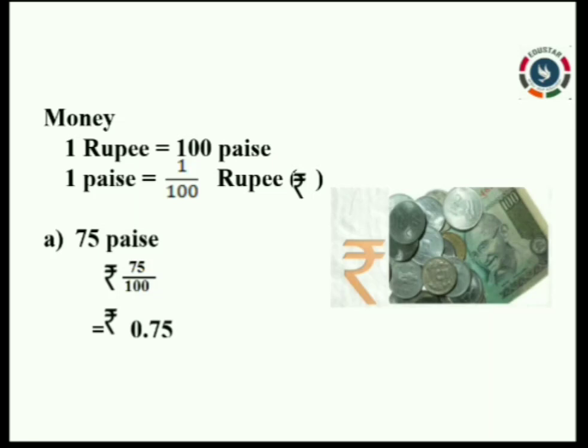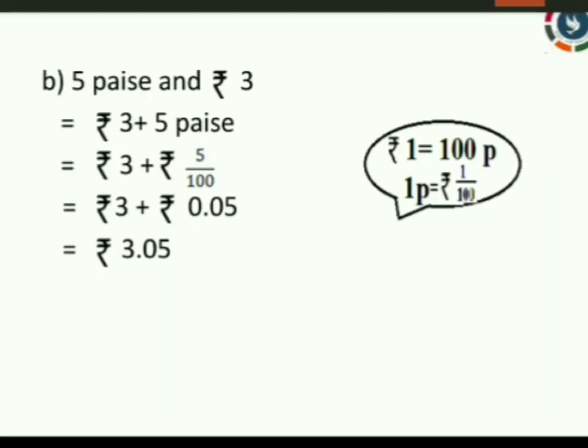75 paise. Here the given paise you have to convert into rupees. Your relationship is 1 paise equals 1 by 100 rupees. So 75 paise is equal to 75 divided by 100 rupees. Next, your denominator is 100, your last digit is 5. So 5 should be in the place of the 100th place. So our answer is 0.75. 75 paise is equal to 0.75 rupee.